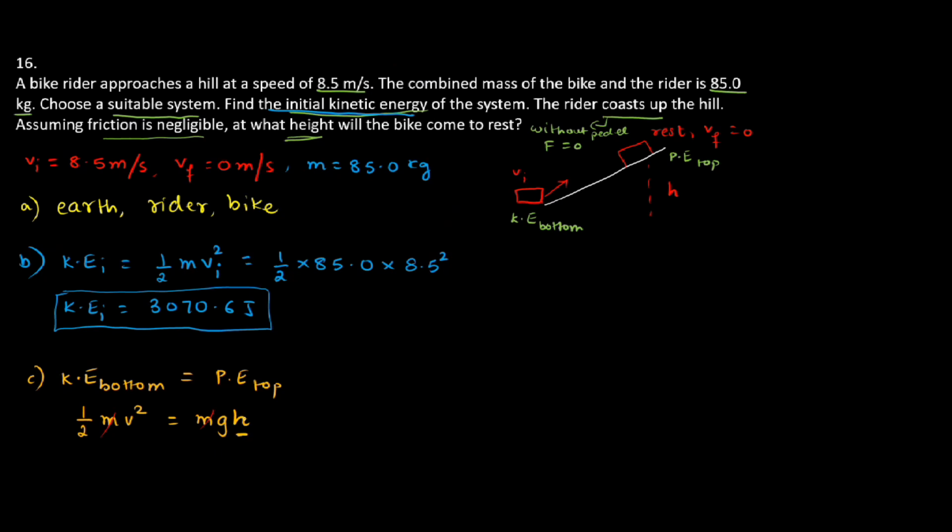G is multiplied to h. So if it is multiplied to h, in order to get rid of it, I will divide by g on both sides. So we can write h equals half v squared, I will write as it is, divide by g. Solve this. Half, initial velocity is 8.5 squared divided by 9.8. And when you solve this, you get your answer as 3.68 meter, or you can round it off to 3.7.